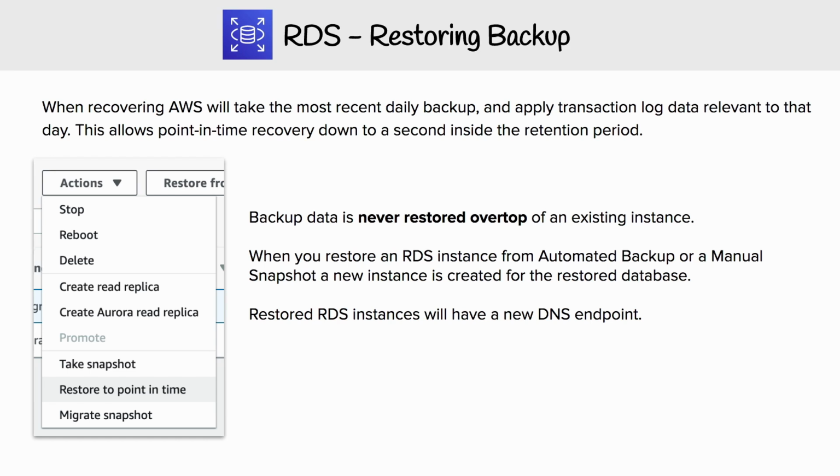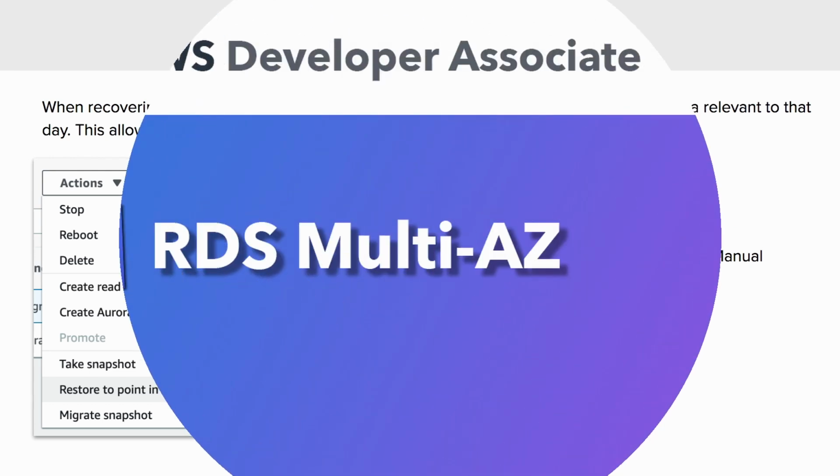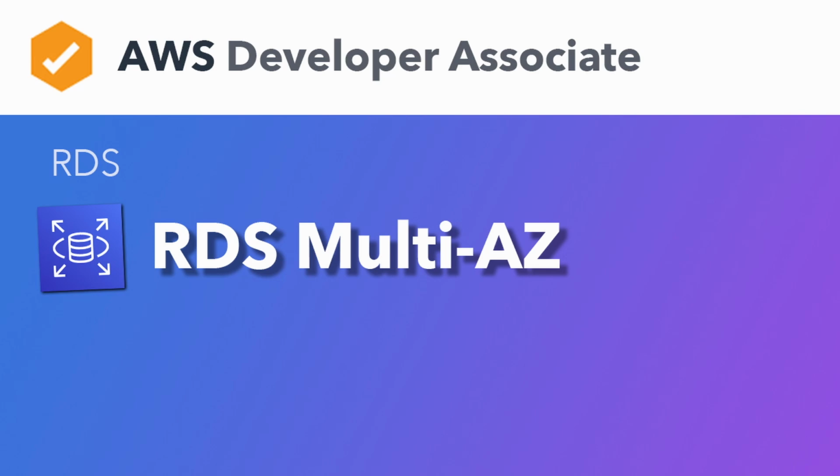Backup data is never restored over top of an existing instance. What it's going to do is when you restore an automated backup or a manual snapshot, it's going to create a new instance from that for the created restored database, okay? And so when you do make this new restored RDS instance, it's going to have a new DNS endpoint, and you are going to have to do a little bit of manual labor here because you're going to want to delete your old instance and then use this new endpoint for your applications, okay?